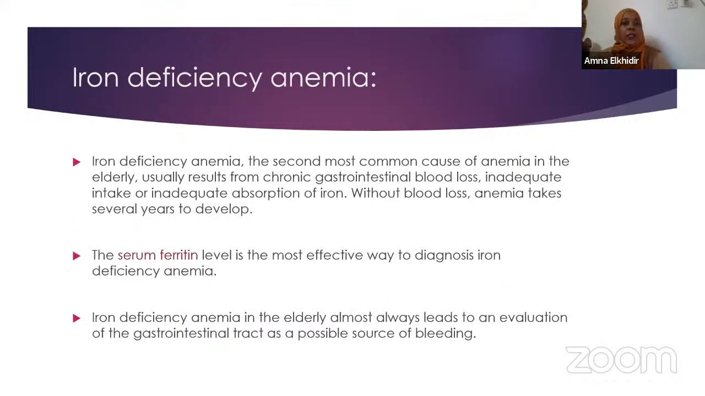Iron deficiency anemia is the second most common cause of anemia in the elderly. In the elderly, it usually results from chronic GIT blood loss or inadequate intake or absorption of iron. The serum ferritin is the most effective way to diagnose iron deficiency anemia. We have low serum ferritin in iron deficiency anemia. Iron deficiency anemia in the elderly almost always leads to evaluation of the GIT tract as the possible source of bleeding.